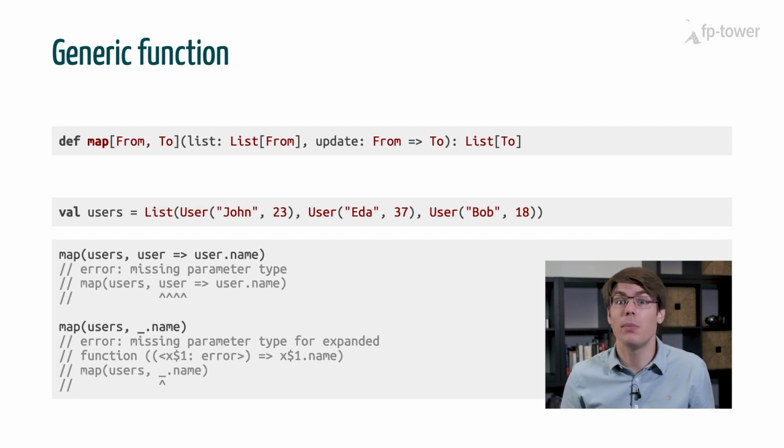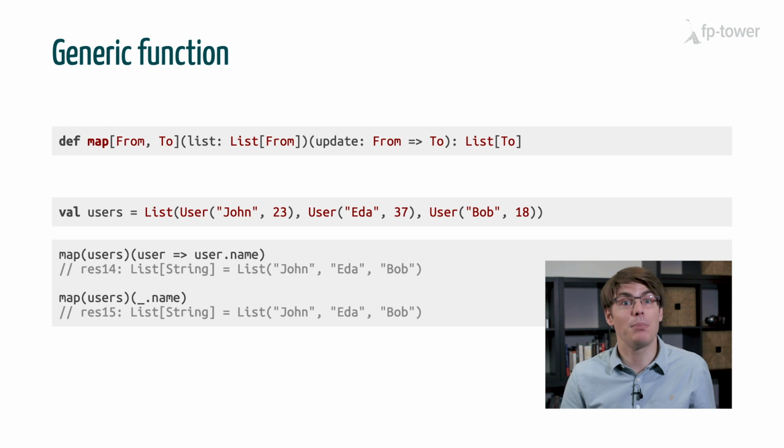Yes, it should, but in Scala 2, the current major version of Scala, the compiler cannot use type information acquired from one argument to infer the type of another argument in the same parentheses. This means that here, even though the compiler knows that from is equal to user after analyzing the first input, it cannot use that information when it infers a type of update. This is unfortunate, but there is a workaround.